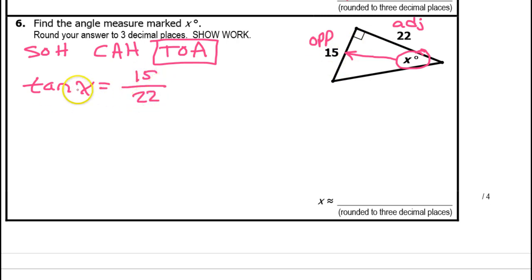So when the variable is inside the trig function, this is when we use the inverse trig function. So I will write inverse tangent, and then these two switch places, so it will be inverse tangent of 15 over 22 is equal to x. And you can just put this in your calculator.